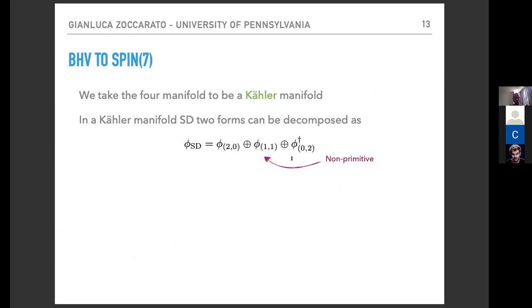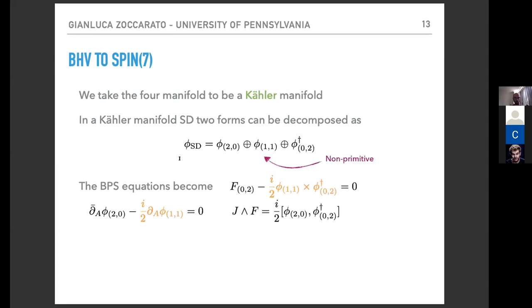And the BPS equations can be written again using these ansatz. And you can see that, again, there are additional terms with respect to BHV that are highlighted in orange. And once these terms are zero, you simply recover the original system, the BHV system. So this can be done by simply taking the 1,1 component of the phi self-dual to be zero.